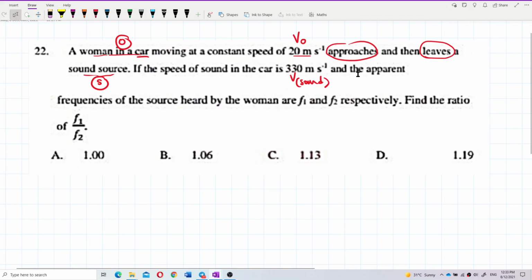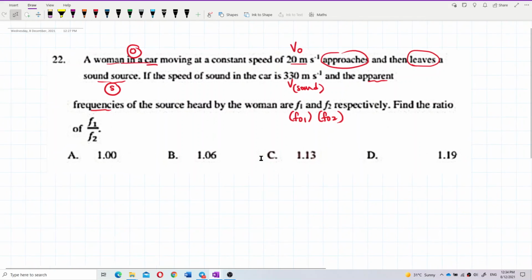And the apparent frequency heard by the woman is f1 and f2. This is apparent frequency, which means both of these are observed frequency. This is observed frequency 1, this is observed frequency 2. Why do we have 2? Because one is approaches, one is leaves. One is the observer approaches, one is the observer leaves the source. Find the ratio between f1 and f2.